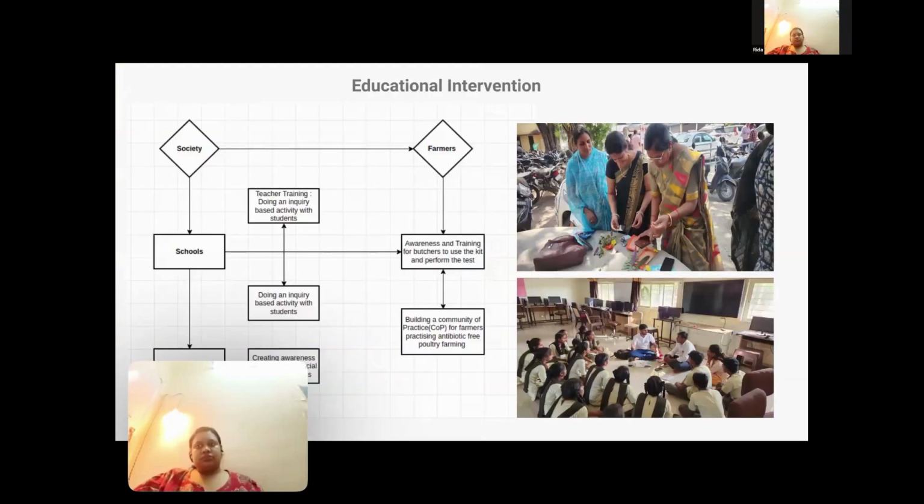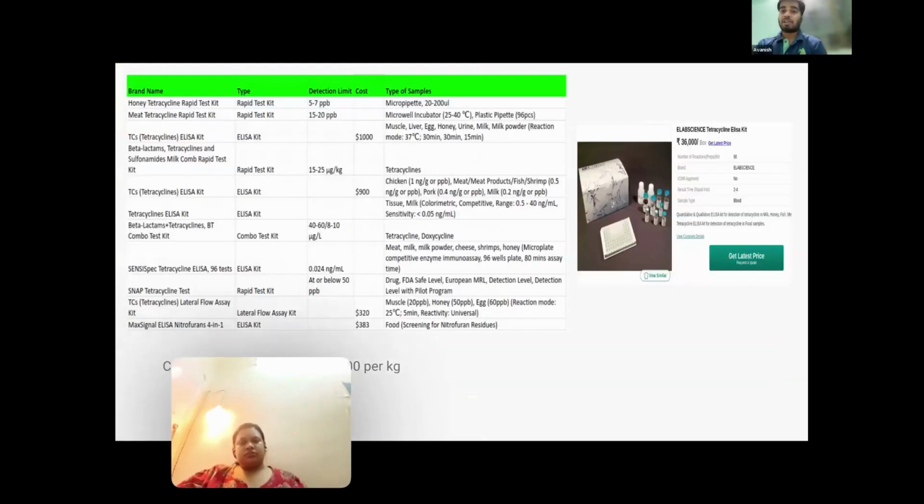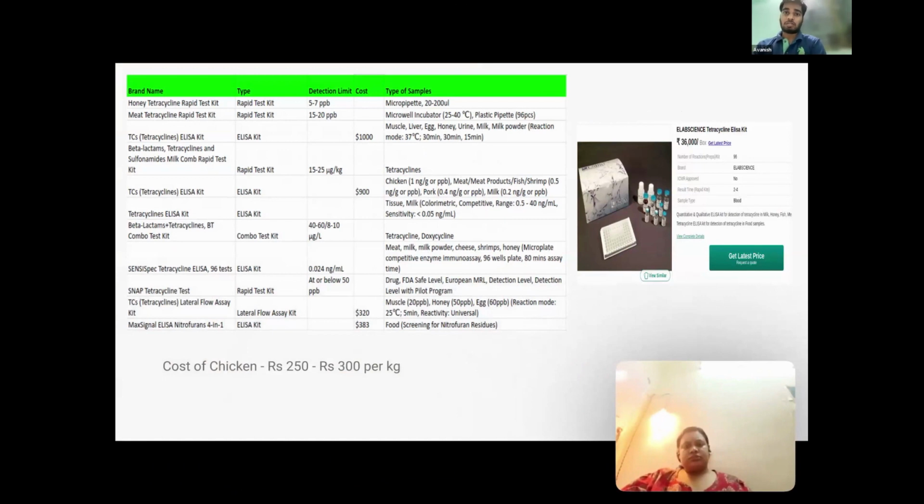For that, we looked at some available tests in the market. Tests are in the range of a least of $320 to $1,000. So the cost of the test is more, whereas the cost of chicken is 250 to 300 rupees per kg. It is something which doesn't match here. This table is to show that we need something cheaper which can be used for detection.